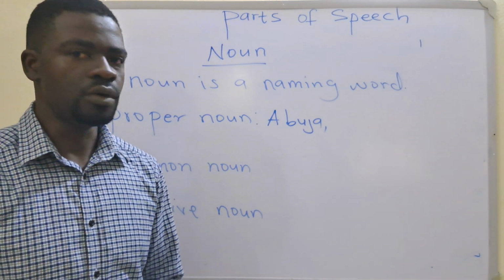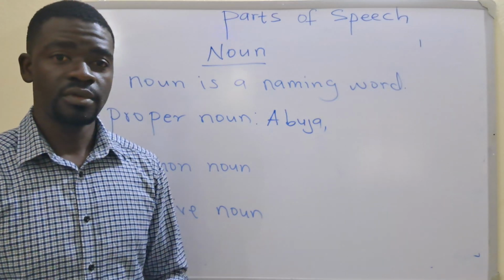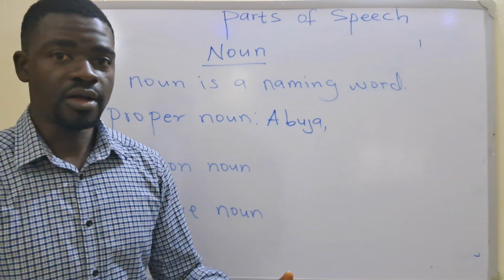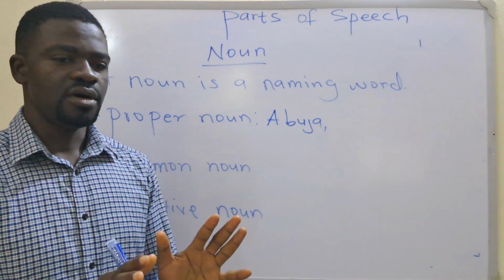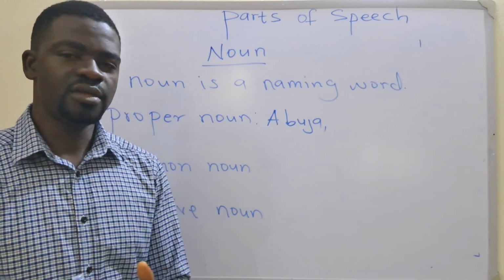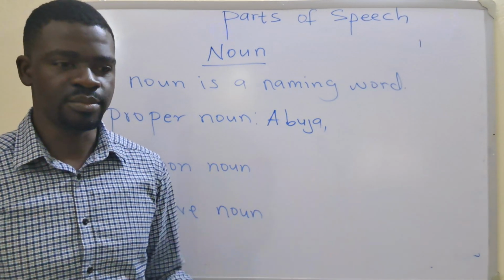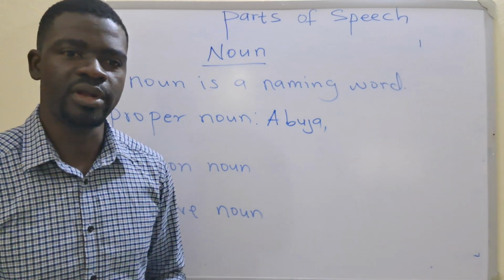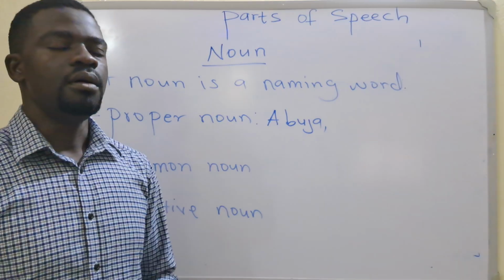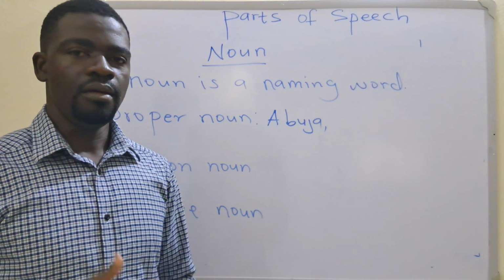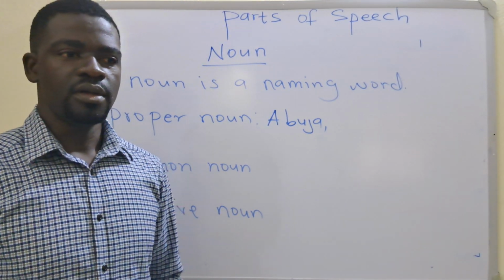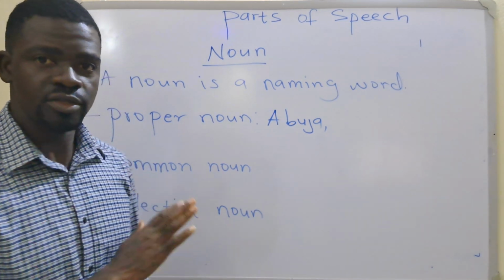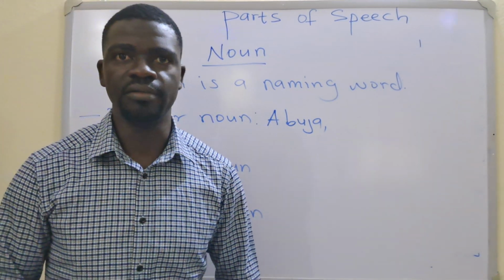How about mountains or even rocks? We have Aso Rock, Zuma Rock. These are particular names of rocks. There are many rocks, but if a rock is given a particular name, then it becomes a proper noun. Mount Everest, Mount Kilimanjaro, these are particular mountains and they have names. So these names are proper nouns.